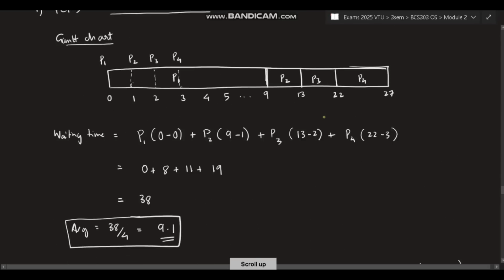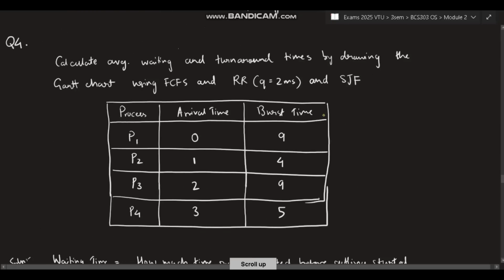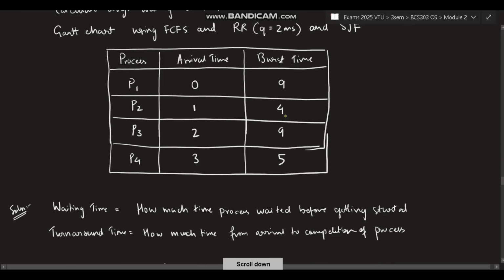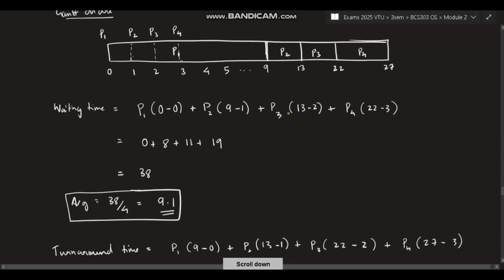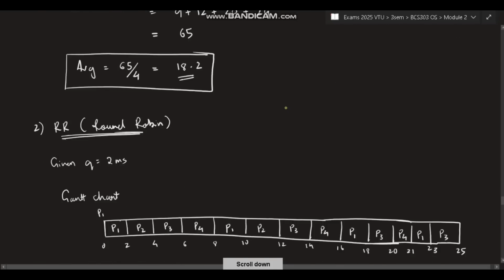Okay, now next one is the RR, which is the round robin. Here Q is given as 2 milliseconds. Okay, these are all in seconds, I mean milliseconds. I was just saying seconds, but you get the point, right? Next, RR. In round robin, what we do is, after every 2 seconds it will switch.